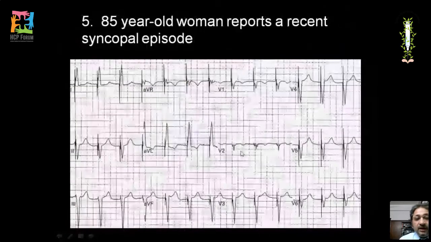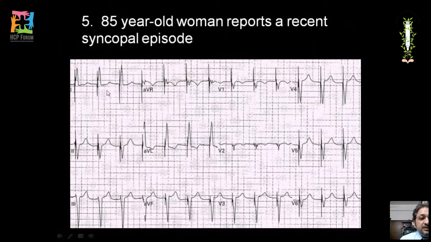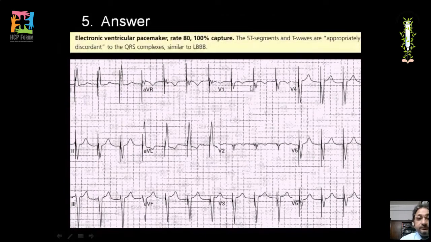So we come to the ECG showing some pacing complexes. You can see pacing complexes before all the QRS complexes. And a very important thing to note is that all the STT waves are discordant to the QRS. So what is the meaning of that? Now, this ECG shows a ventricular pacing with 100% capture, and the STT waves are appropriately discordant. And this is similarly what happens in case of LBBB. And this is very diagnostic of LBBB and also in case of ventricular pacing.